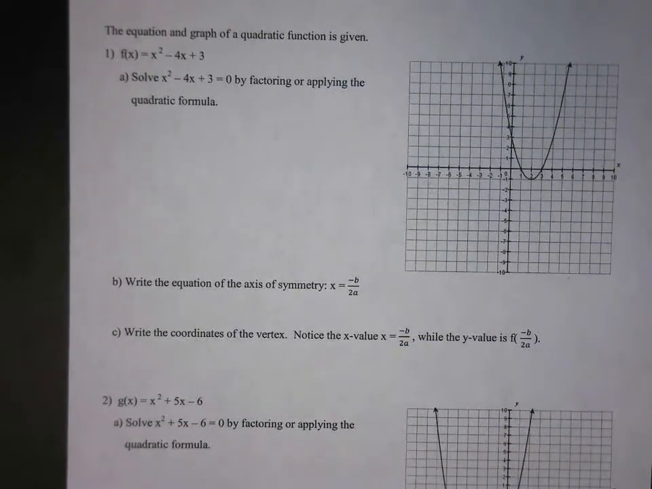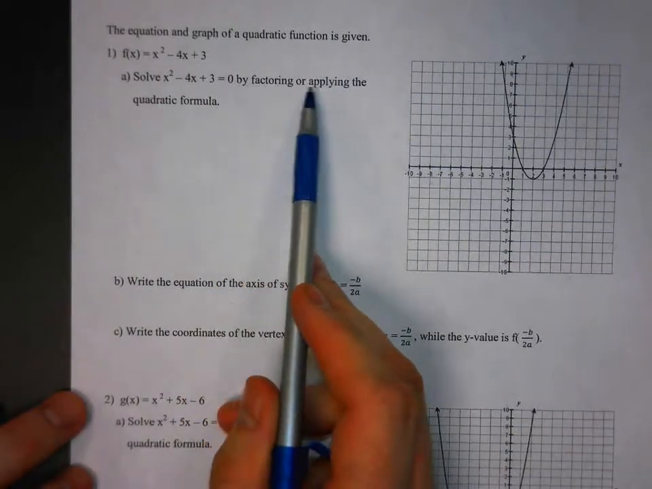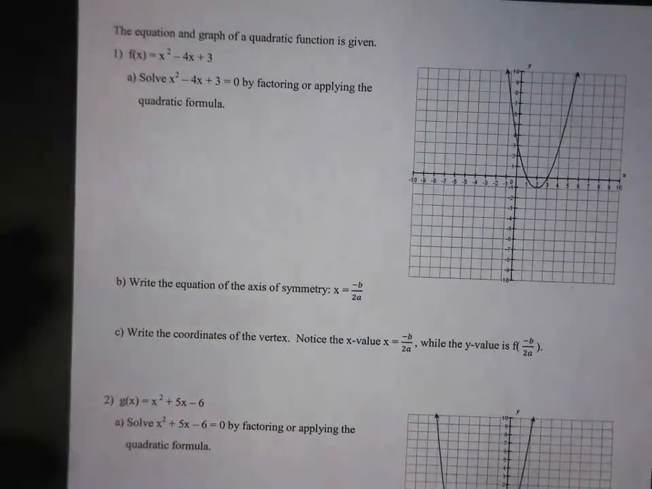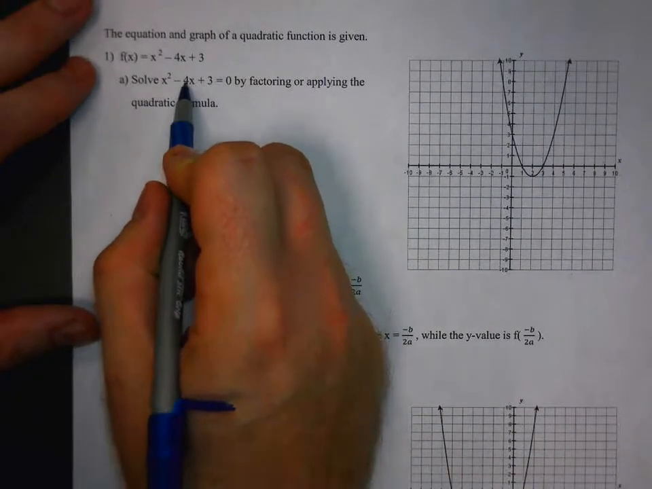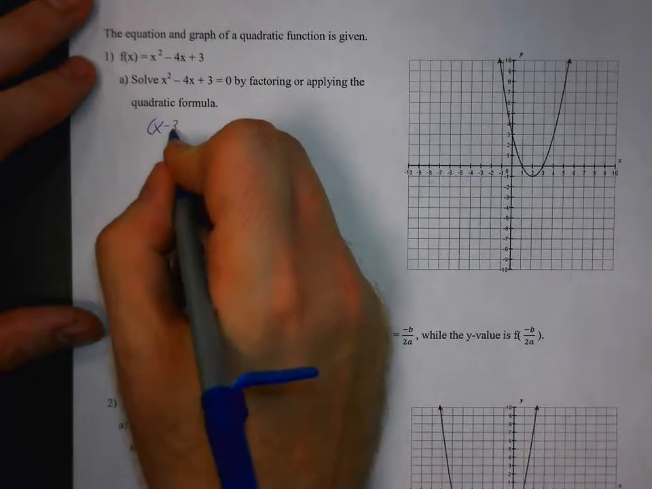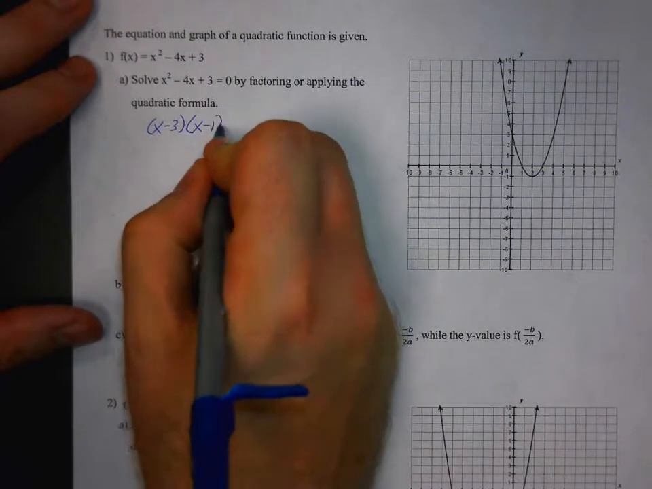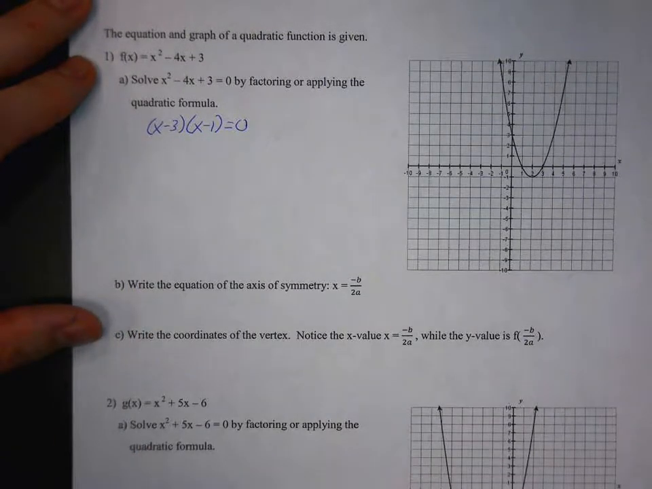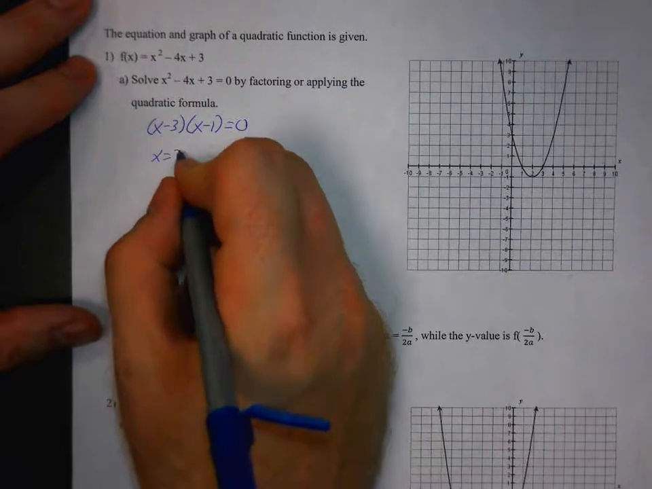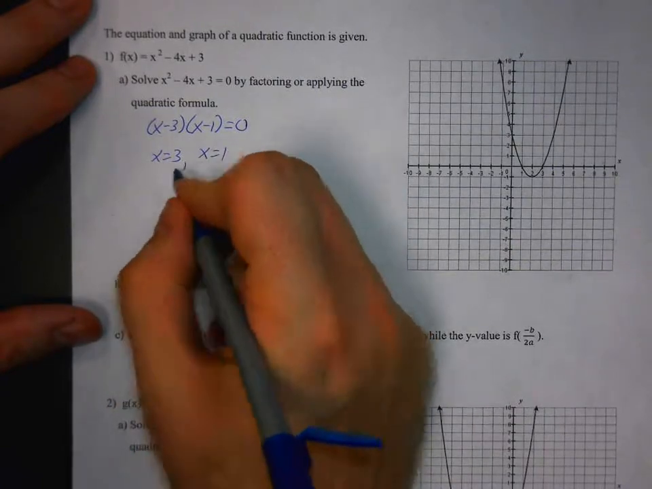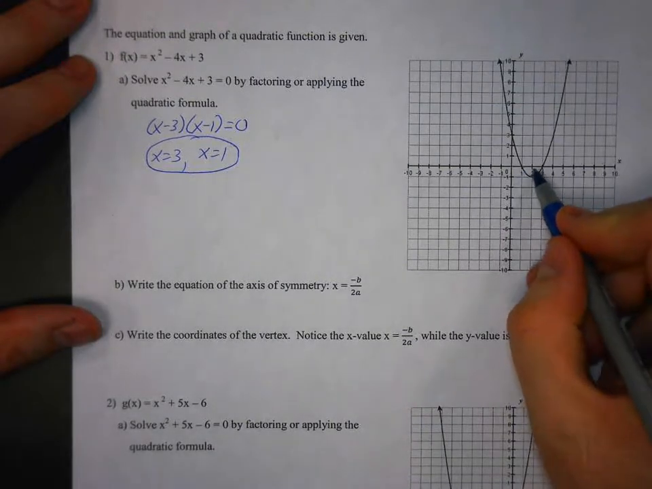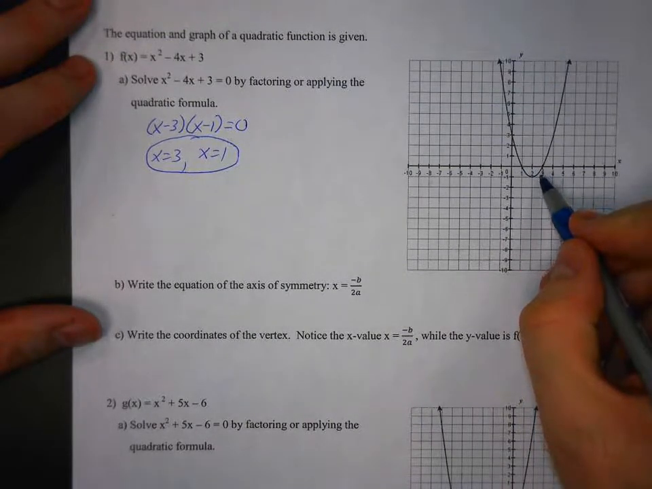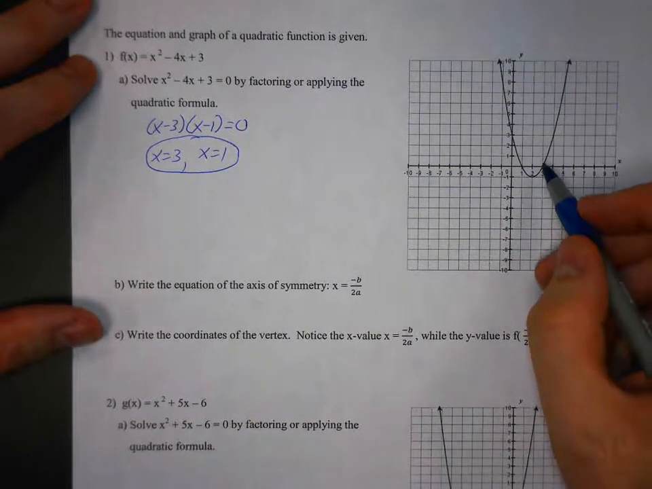But when you go through and solve x squared minus 4x plus 3 equal to 0 by factoring or applying the quadratic formula, well, this one, does anything multiply to 3 and add to -4? Well, if we do x minus 3 and x minus 1 equals 0, then we get the solutions of 3 and 1. And notice that 3 and 1 are the x-intercepts. So that's a very important connection to make.